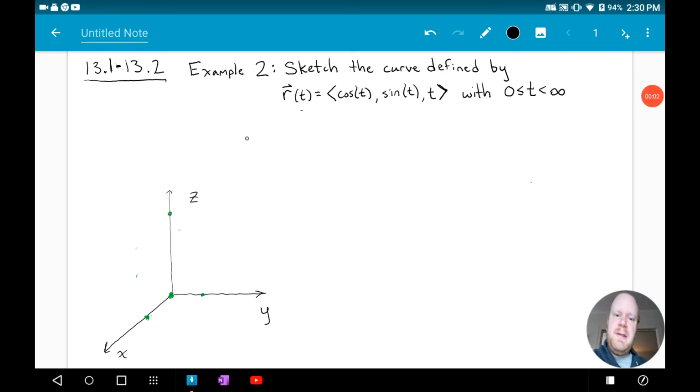Hi everyone. In this example, we're going to be sketching a curve that's based on this equation, where we have a curve defined by some parametric equations and our range for t is going to be including 0 up to positive infinity. First thing I like to do with these problems is recognize that these components are my x, y, and z, and I'm going to write them out explicitly like this, just so that I can reference them a little bit easier.